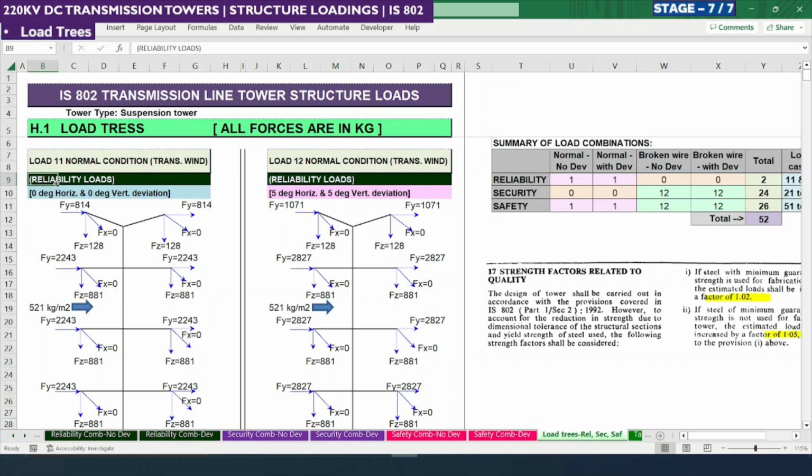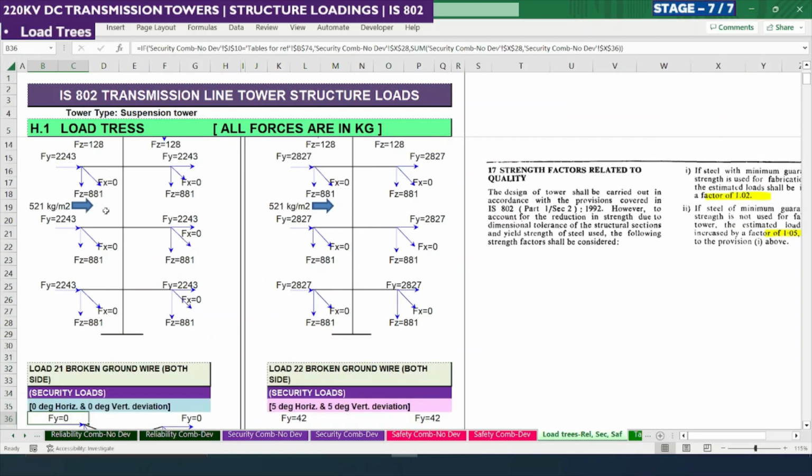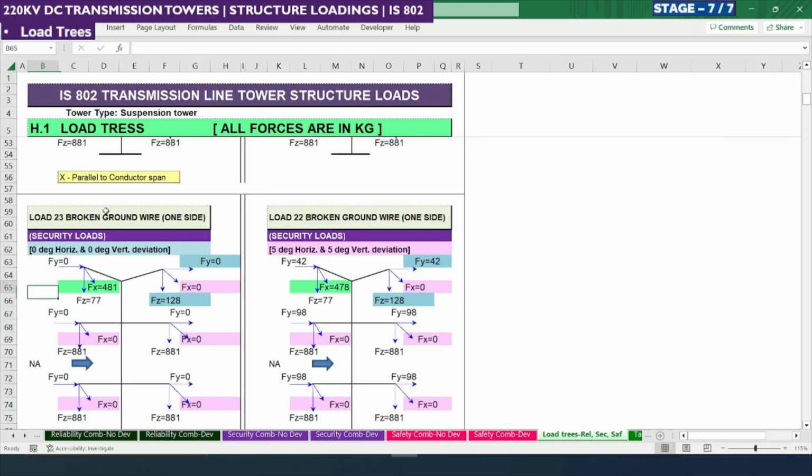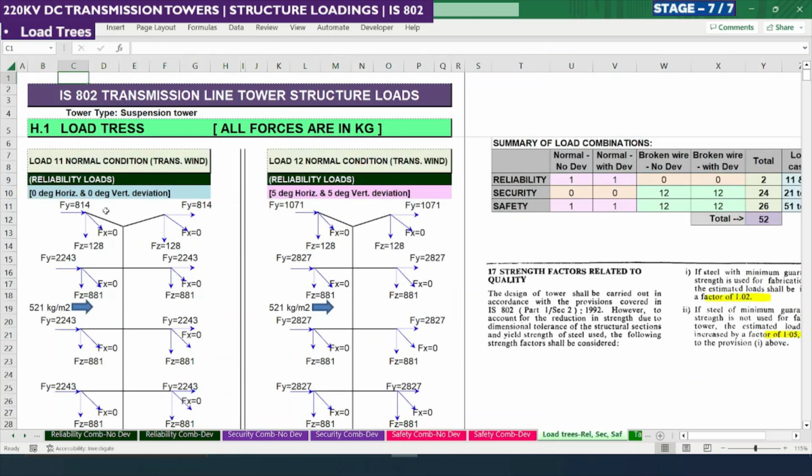So the first case is load number 11, normal condition transverse wind. Under reliability loads, we are applying these load values in the load tree for without deviation. So all the left hand side load trees are for conductor without deviation, and all the right hand side load trees are for conductor with deviations. So likewise we need to consider.